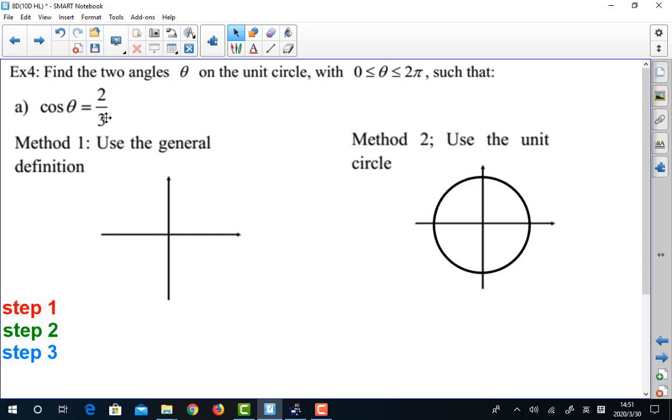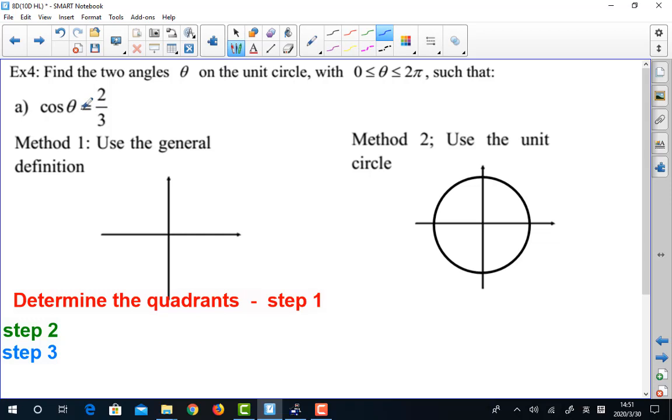I summarized the logical steps for you already. Step 1, determine the possible quadrants for this rotation angle theta. How can we determine the quadrants for this angle theta? Cosine ratio is a positive ratio. Based on All Students Take Calculus, cosine is positive. This angle theta can be in the first and the fourth quadrant.